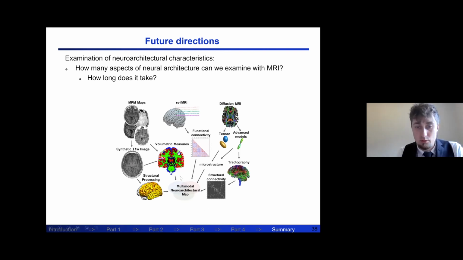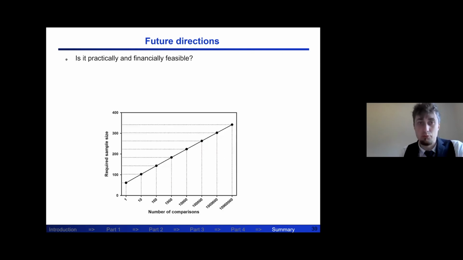So another clever thing about this is that all these scans you do while the participant is doing nothing. So you relate it to behavior that is done outside the scanner. So there's nothing preventing you from doing 10 hours of behavior and relating it to these extensive neuroarchitectural maps that have maybe 30 types of estimates in themselves. So that sounds like a lot of statistical comparisons, which is indeed the biggest problem.